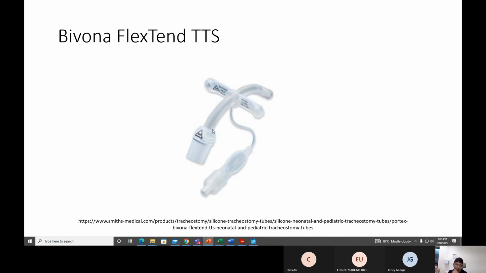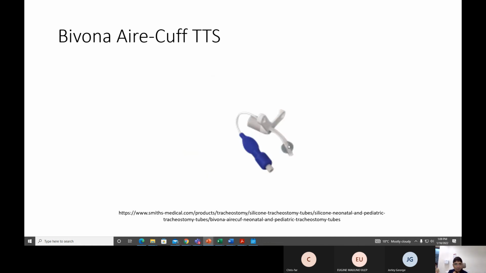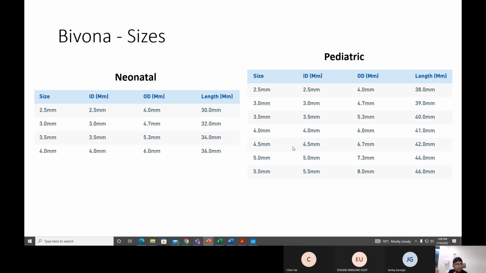You can see what wire reinforcement means. You can see the little wire that is there to strengthen the tube and prevent it from kinking. Because it's wire reinforced, it interferes with the MRI. So this one is a Bivona air cuff. Again, this can be inflated with air because the cuff is made of thicker silicone.